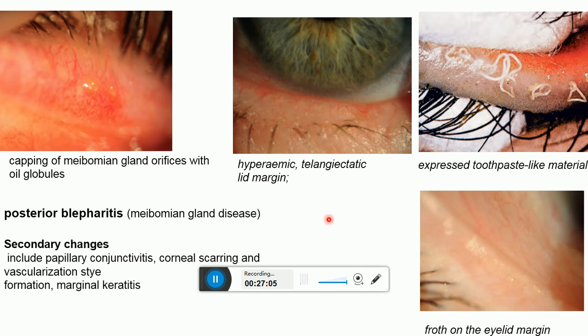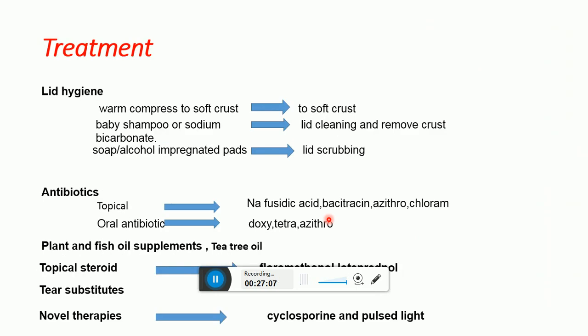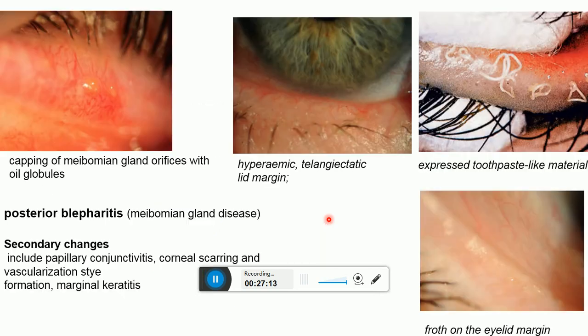The secondary changes: papillary conjunctivitis, inferior corneal punctate epithelial erosions, corneal scarring, and vascularization.